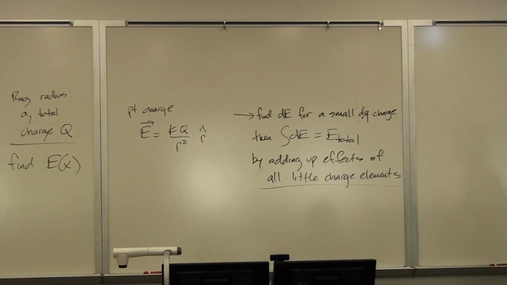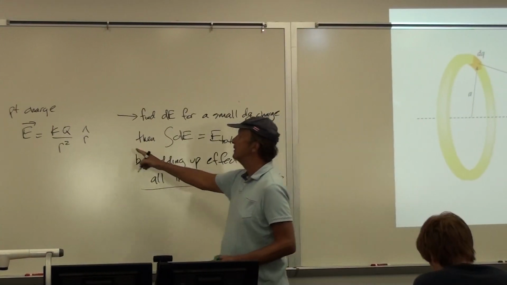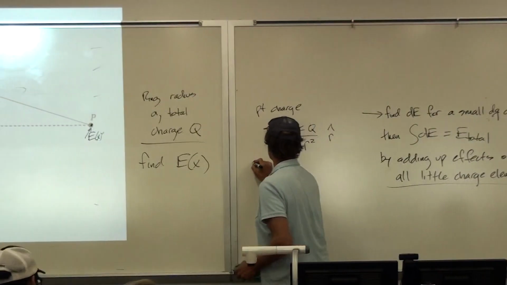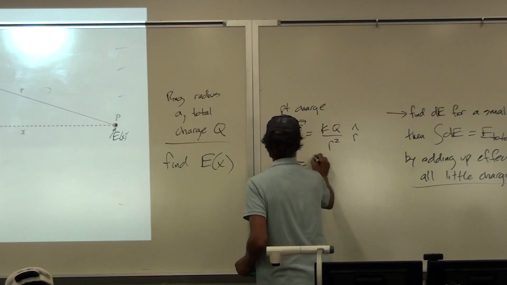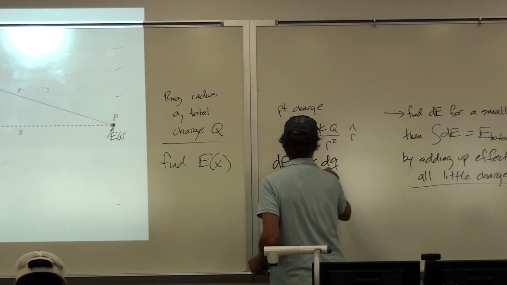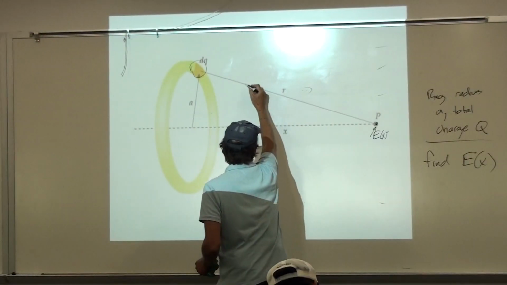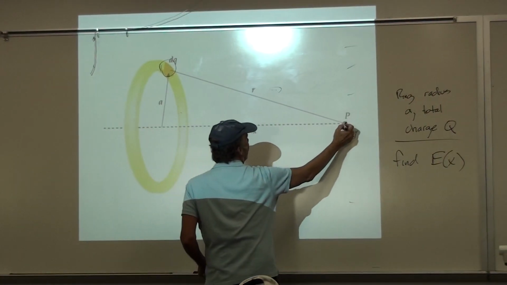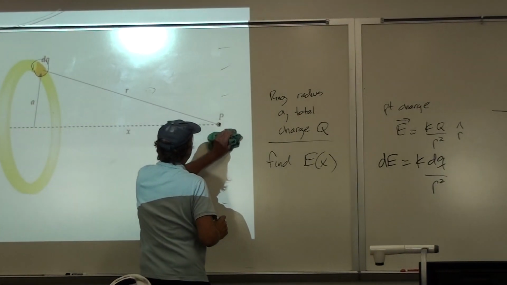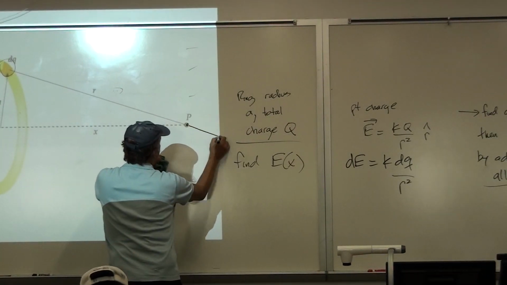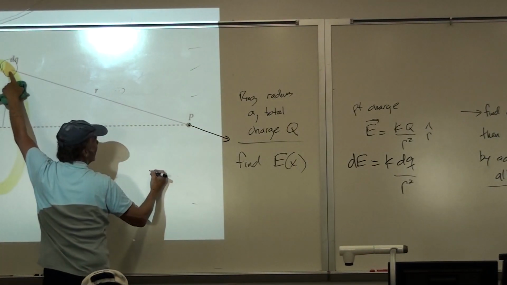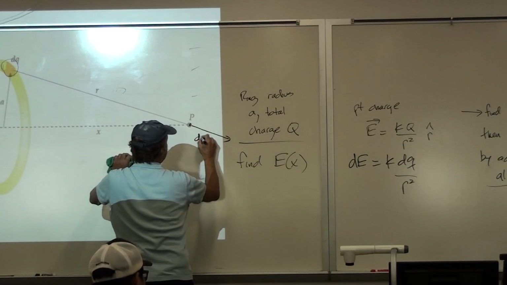Okay, and so if I do that here, then I have to take the differential of both sides of this equation, giving me dE is equal to k dq over r squared. Where this is my dq, this is my r, and so here I'm going to have that point straight away from, and let's say it's a positive charge there, so this is my dE.